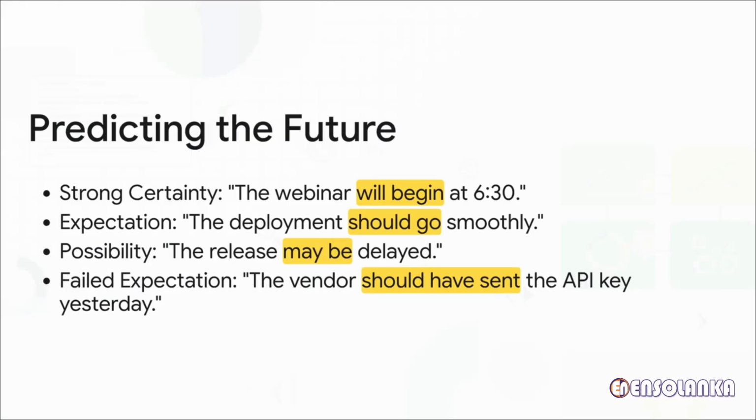And looking ahead, will is for something that's almost 100% certain. Should is perfect for strong expectations. We use this constantly in project management, right? May points to a possibility we need to be ready for. And check out that last one, should have.